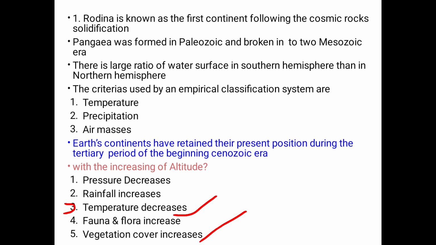With the increasing of altitude, one, air pressure decreases, which means rainfall or moisture increases, temperature decreases, fauna and flora increase, and vegetation coverage increases.